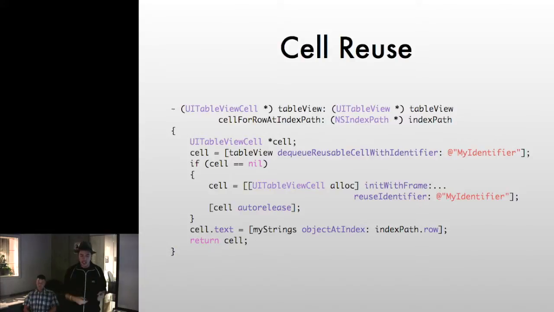So they have this really clever technique where you can queue and dequeue cells, and it's actually really cool to see how this works. As you start scrolling, cells that disappear off the top will get thrown into this reuse queue, and then you can just ask for a cell out of that queue, and you won't have to worry about allocating a cell. You already have a cell. Go crazy with it. Set it up.